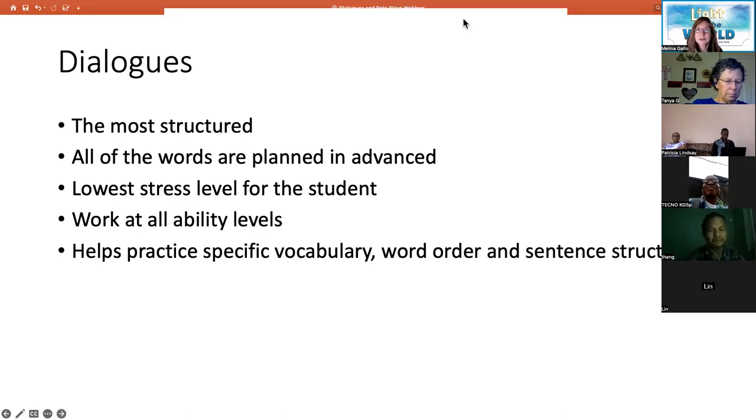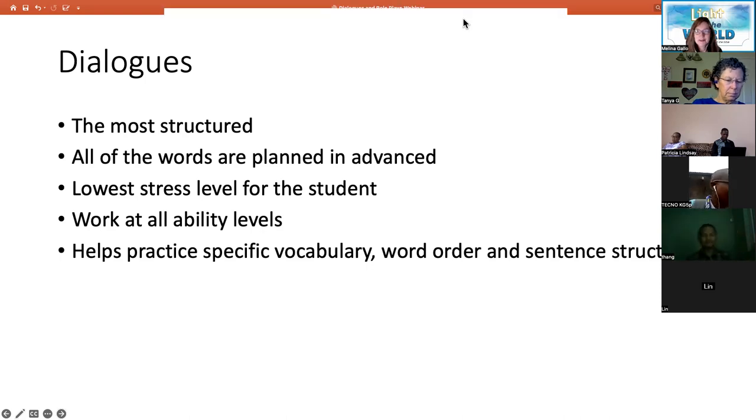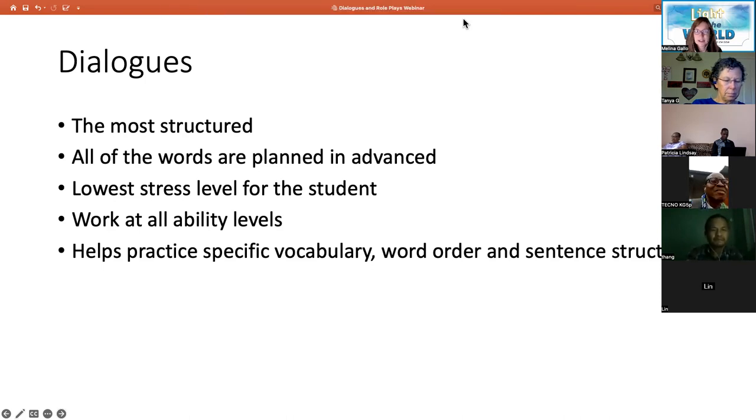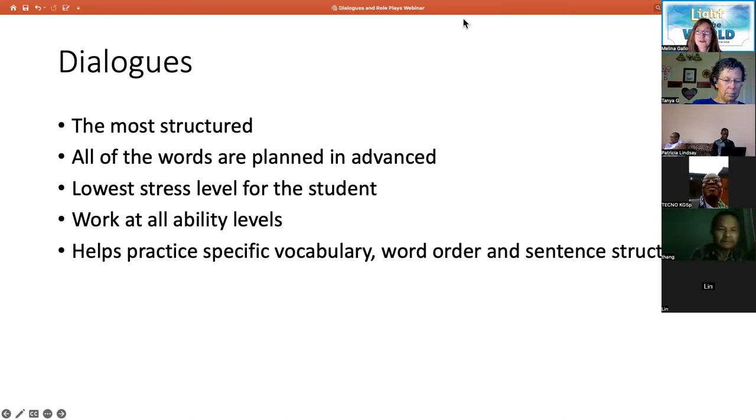And these are the most structured way to begin practicing conversation, because all the words are planned out in advance and they're written down. So the students know exactly what to say. They don't have to worry about finding the right words, struggling to get the right word. They just have to read or repeat what is on the dialogue conversation in front of them. So these are great because they're low stress.